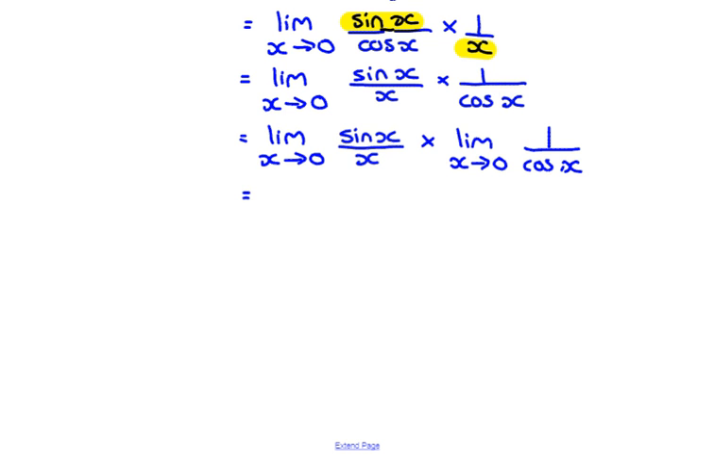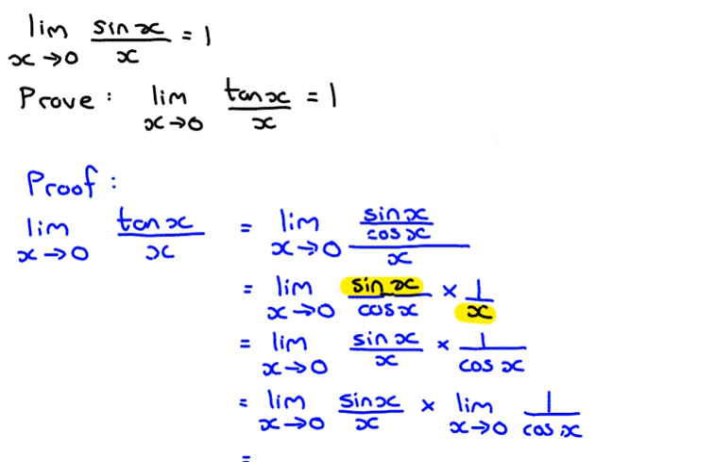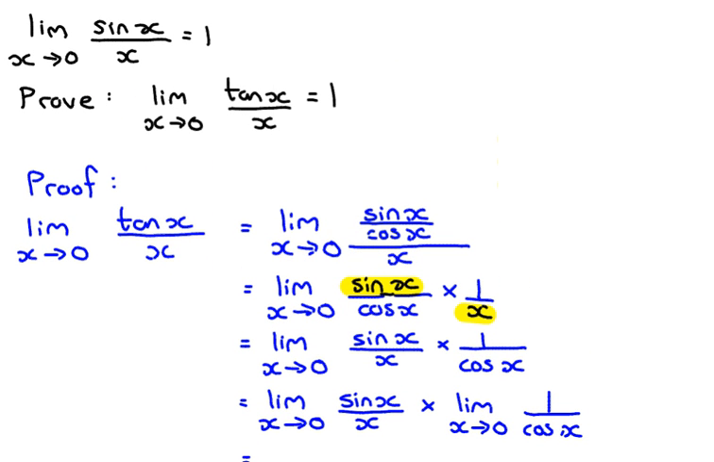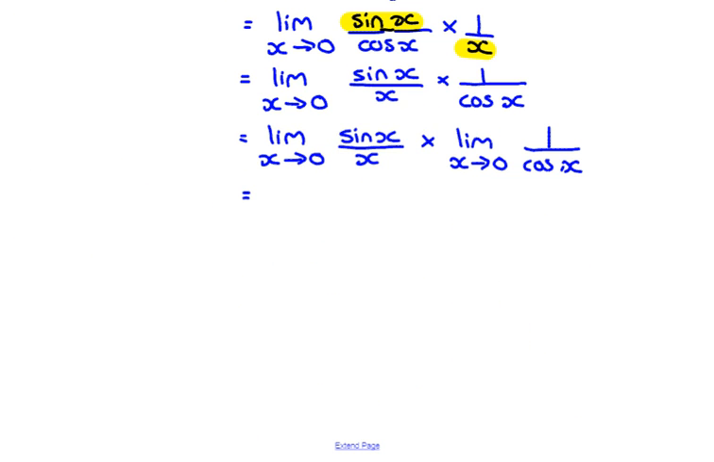Now we know from our previous piece of information, so let's have a look, we know from this that the limit of sine x over x is 1. So let's go back down here. So the limit as x tends towards 0 of sine x over x is 1.